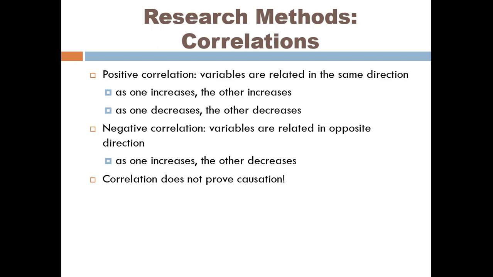Now, it's vital to remember that correlation does not prove causation. For example, studies have shown that when ice cream sales go up, so does the crime rate. Now, just because there is a correlation does not mean that one causes the other. Does it make sense that ice cream sales cause more crime in an area? Probably not. Sometimes there is a third factor that can help to explain a correlation.